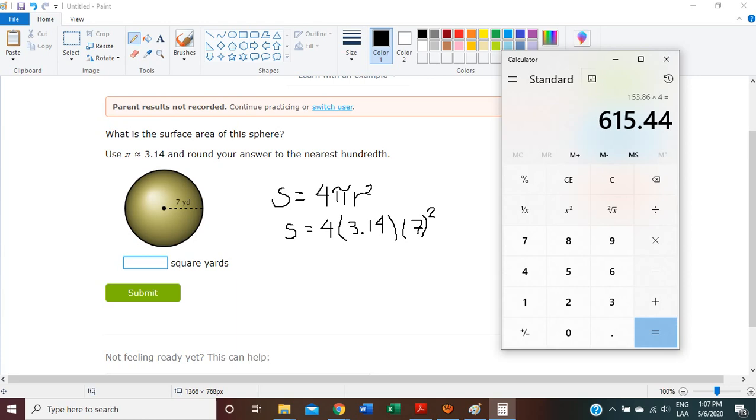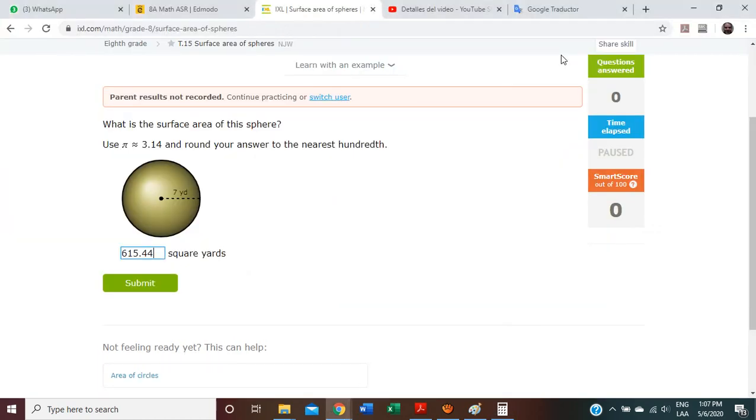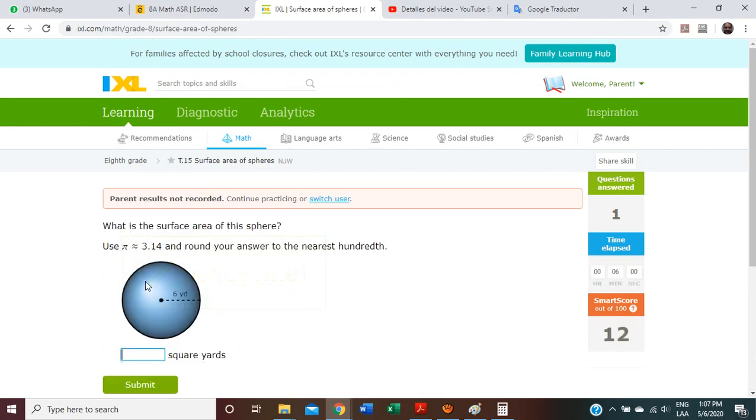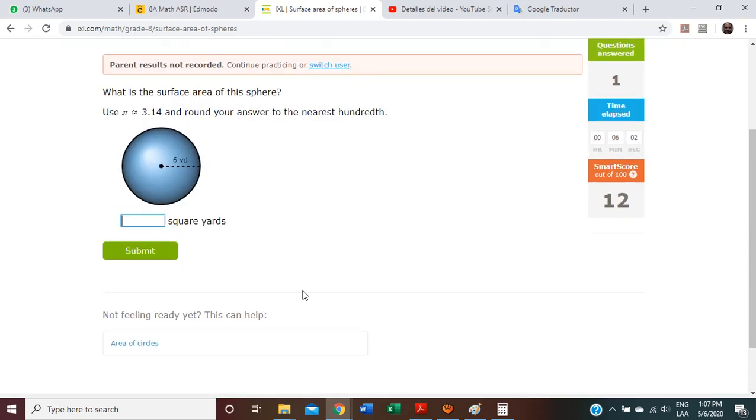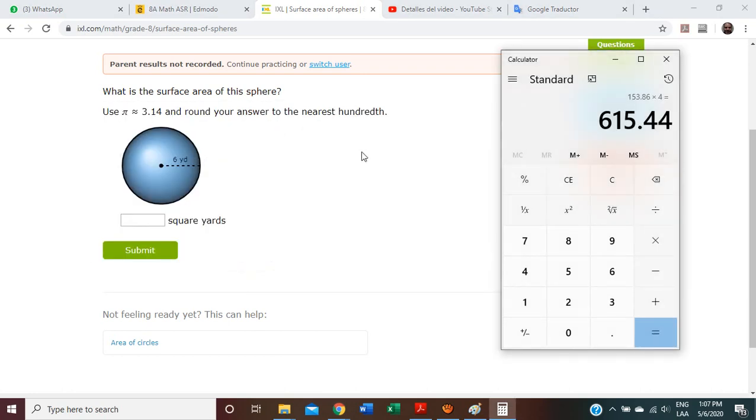So this is the answer. Let me go back to iExcel, write or just copy the answer, and I just say submit. And awesome, I am awesome, I know. All right, so for the next 2 or 3 that I am going to do, I am not going to explain again with Paint. I am just going to do it with a calculator.